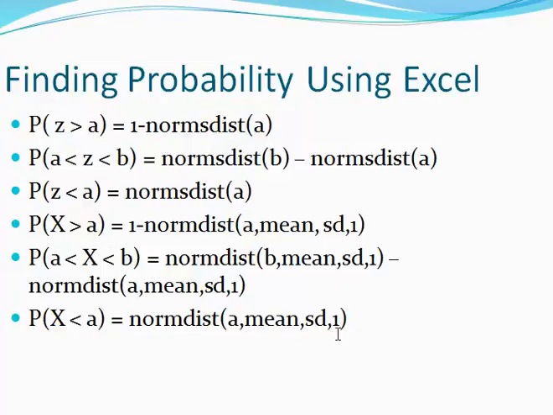So these are the formulas we use to find probability. The first three are for standard normal distribution. The last three are for regular normal distribution.